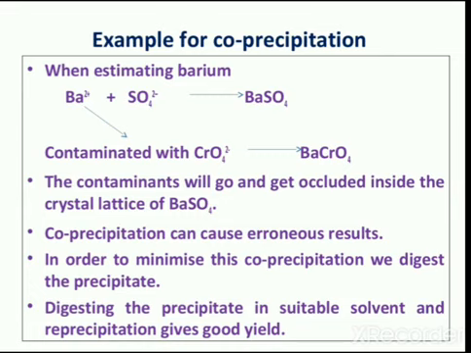Inclusion involves the random distribution of the contaminant throughout the interior of the solid. Occlusion involves a non-homogeneous distribution of the contaminant within imperfections in the crystal lattice of the precipitate. Therefore, co-precipitation occurs by surface adsorption, inclusion or occlusion, depending on whether the precipitate formed is gelatinous or crystalline.